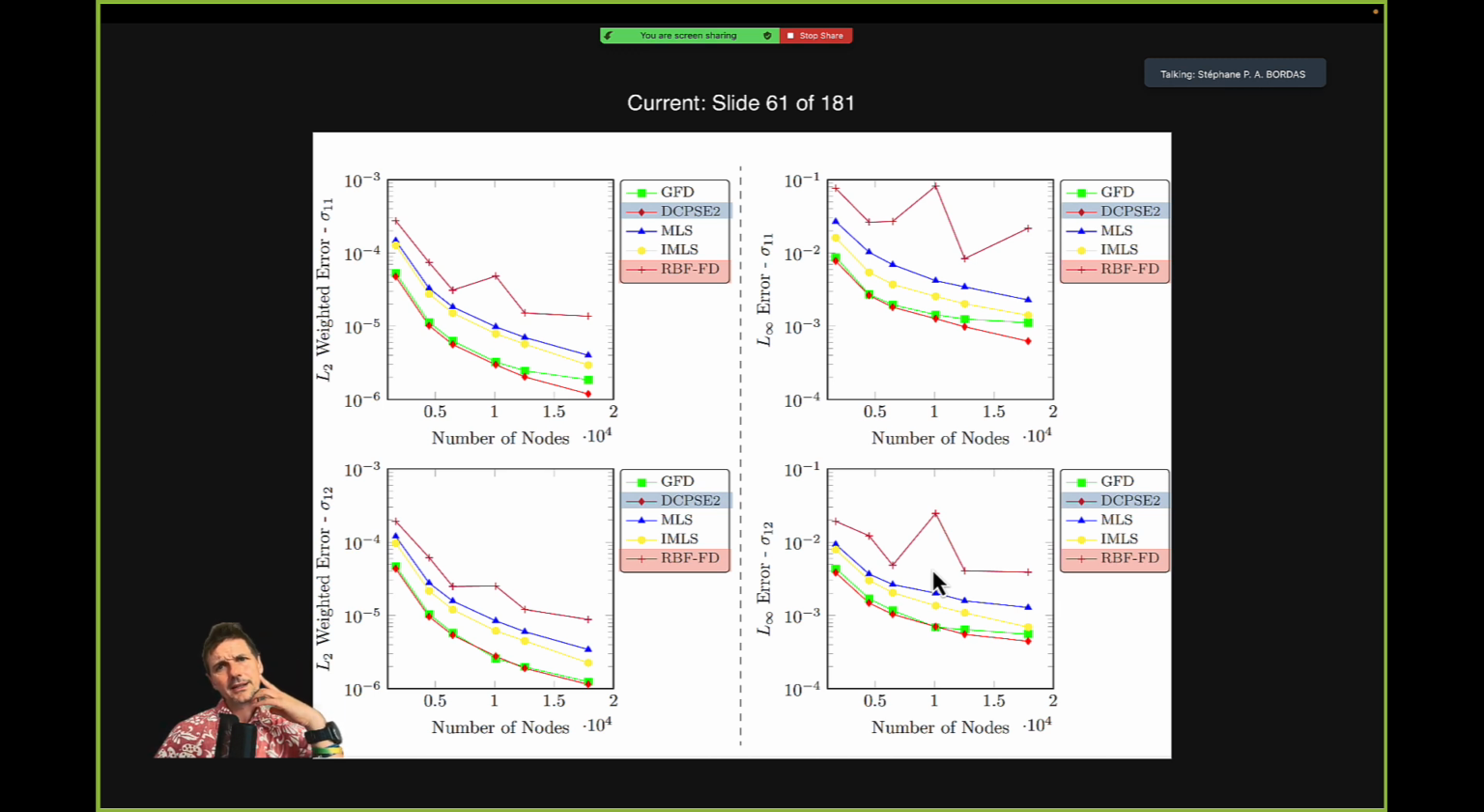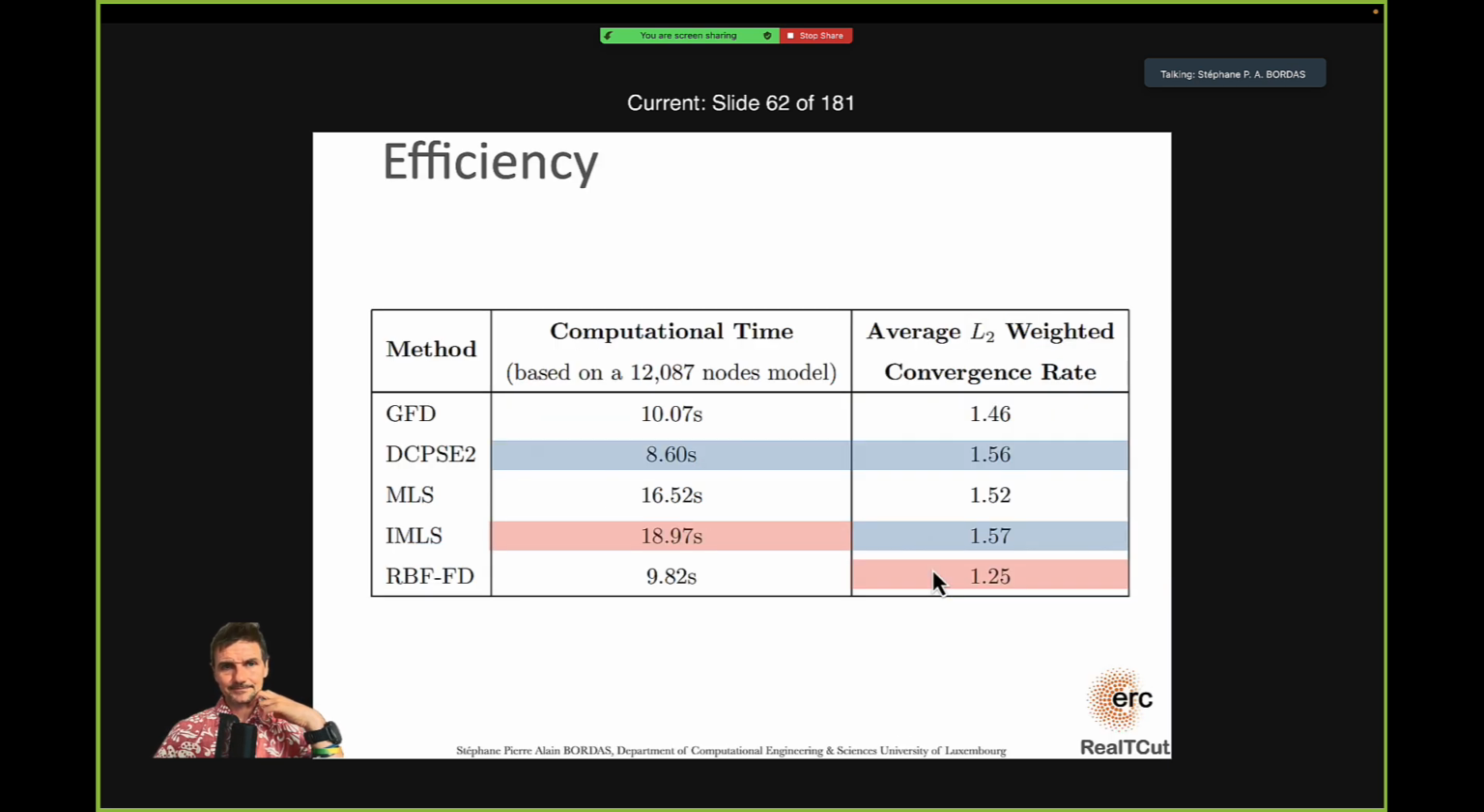Okay, and now those are the results with mesh convergence, which is a hard topic because there is no proof of convergence for such methods, so we can only hope to get things as beautiful as finite elements. Let's look at efficiency. So we have different methods here, and we try to look at the convergence rate in terms of the L2 weighted average. And the convergence rate actually is not that bad because it's actually close to what we would expect in finite elements, which would be 2.